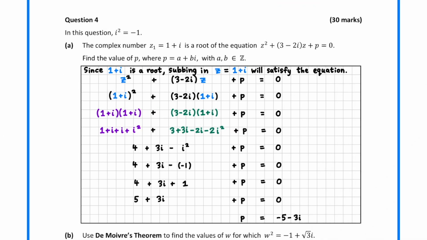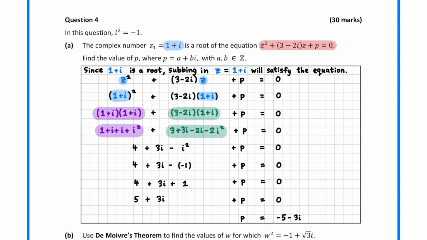In question 4a, we are told that 1 plus i is a root of a complex number equation. We must use this to solve for the unknown value of p. To start, we sub in z equals i plus 1 into the equation. Then we can rewrite (1 plus i) squared as (1 plus i) times (1 plus i).